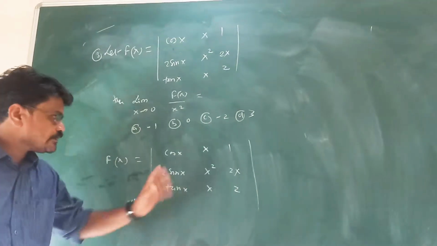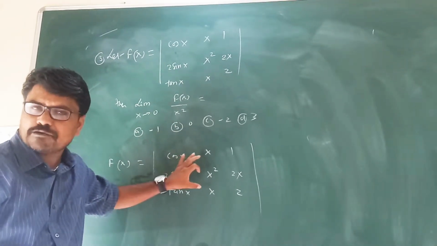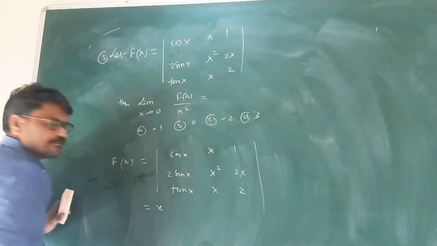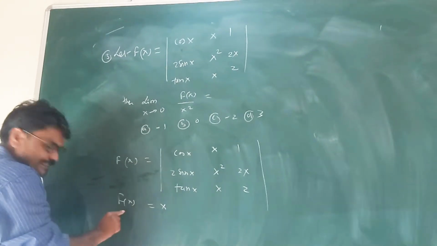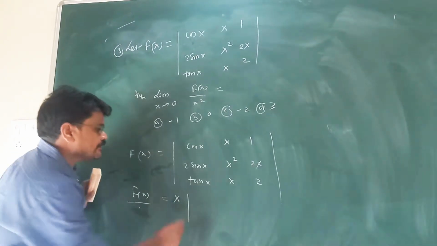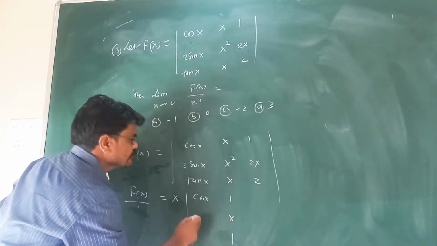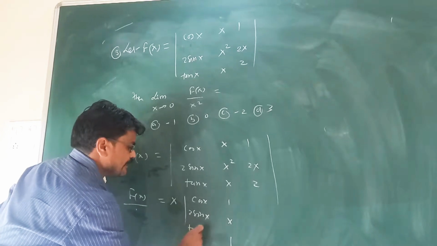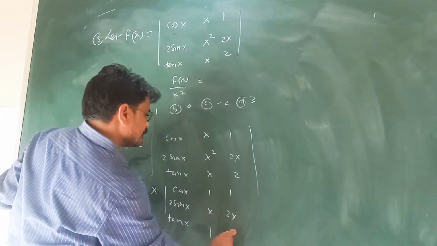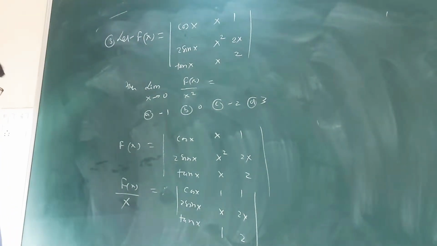Correct. Now you can observe that in this column x is common, so I can take this x common from column number 2. Correct. So that becomes x outside. So let us divide this common x in this column, so that is x. How did it become x? I took x, so this becomes cos x, 1, 1; then 2 sin x, x, 2x; then tan x, 1, 2. Correct, this is what it becomes. So I brought this x out here. Got the point?